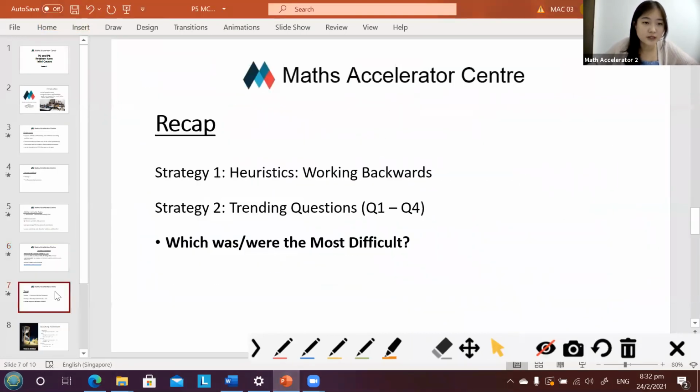Okay, so let's do a recap. Today we did working backwards and some training questions. So which were the most difficult? Okay, or which was the most difficult question? If it's strategy 1, you can put S1 question 4. Okay, for example, S1 question 4. Okay, something like this. Okay, or S2 question 1. S2 easier than S1. Okay, so strategy 1 quite difficult.